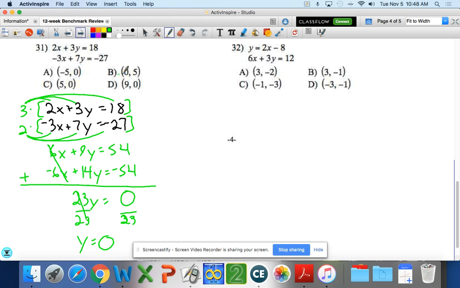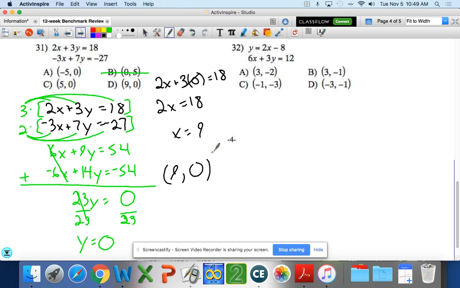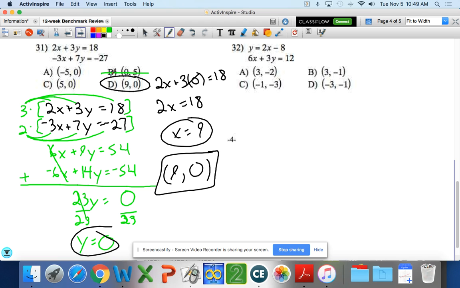So I look back up at my answers. That one's gone, I had y at 5. So I got rid of one, but now I've got to finish the problem out by plugging this in. I'm going to plug in all the way up top to one of the original equations because I can still read them. 2x plus 3y, well, we know what y is. It's 0. We just found that. Equals 18. That's going to cancel out, 3 times 0 is just 0. So I have 2x equals 18, meaning x equals 9. With these two pieces combined, we get that 9, 0 should be the answer. Option D.